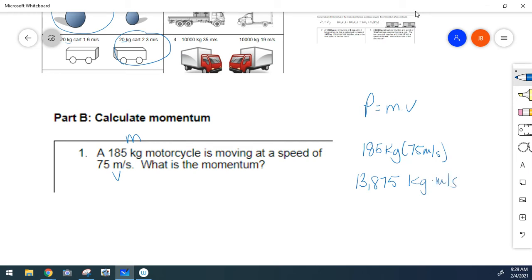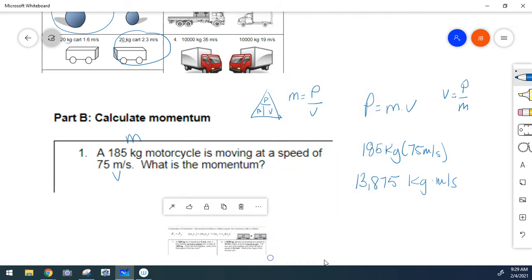Remember, you have to keep the whole thing. Keep in mind this triangle as you're working. So you have momentum equals mass times velocity. So if you're looking for momentum, it's mass times velocity. If you're looking for mass, it's going to be momentum over velocity. And if you're looking for velocity, it's going to be momentum over mass. So that's basically how you're going to do those.